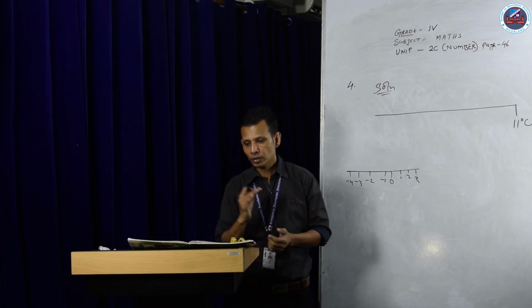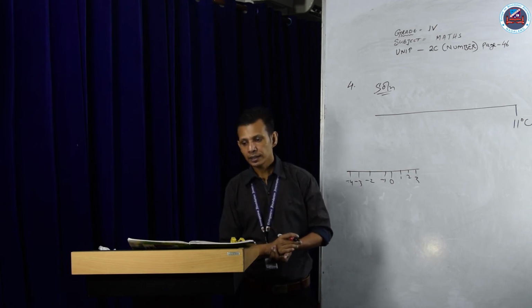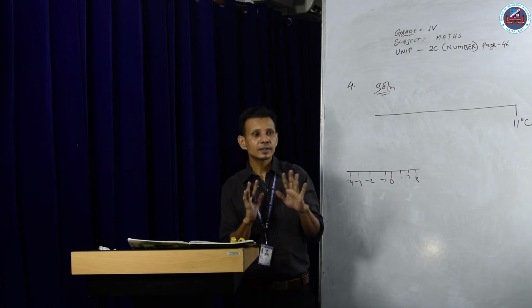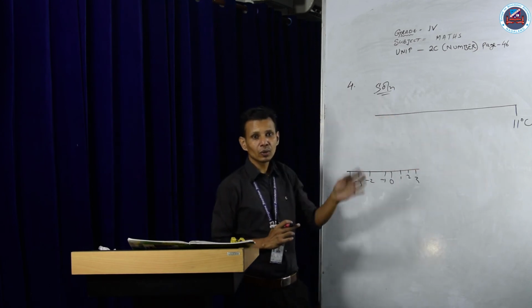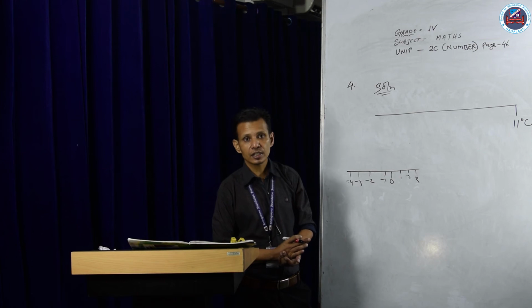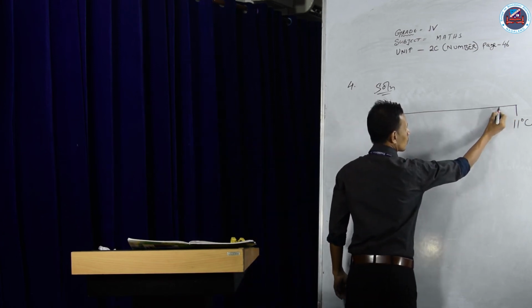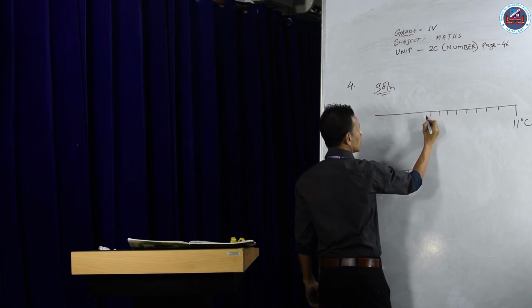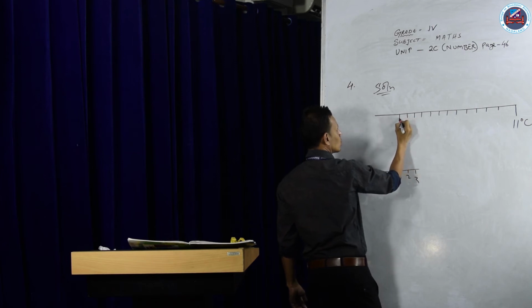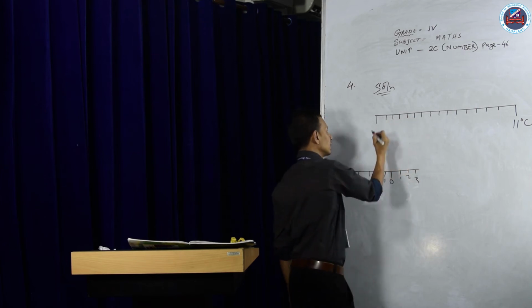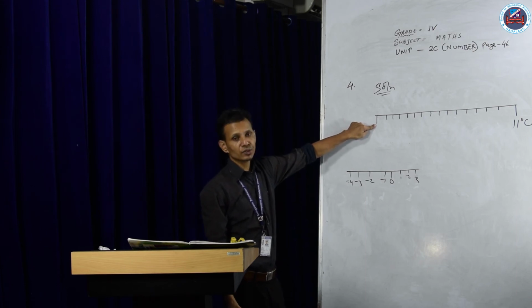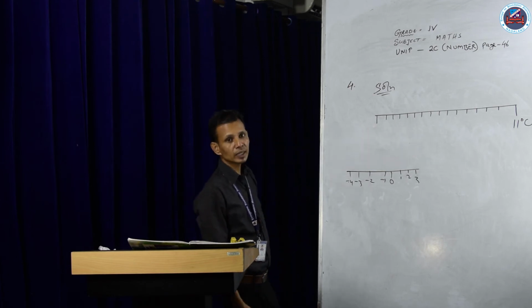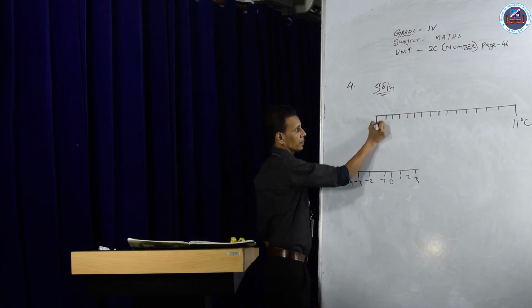Got my idea? Now what does your question say? The temperature in Ireland is 15 degrees Celsius colder. That means moving to the left, it's getting cold. How many degrees? 15 degrees Celsius colder. That means 1 degree, 2, 3, 4, 5, 6, 7, 8, 9, 10, 11, 12, 13, 14, 15. This is your answer, because it gets 15 degrees colder. I move 15 to the left. This is your answer. Now fill up.